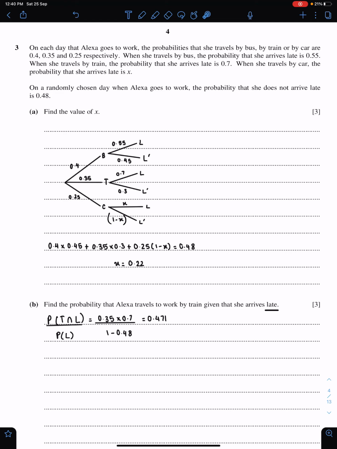Part B. Find the probability that she travels to work by train given that she arrives late. This probability means she does not arrive late. So probability for late should be 1 minus this, which is 0.42. Find the probability that she travels to work by train given that she arrives late. So this should be the numerator, train, late, and this should be the denominator, probability late. This is here, and train and late, this should be here, and the answer should be up to 3 significant figures.